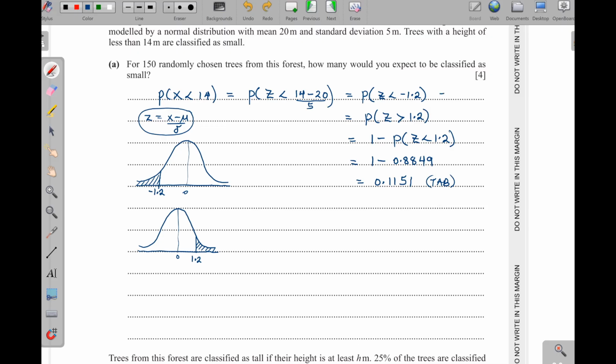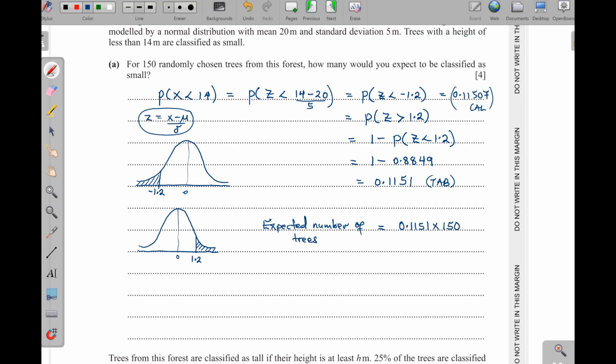Okay, so let me just write, this one is equal to 0.11507 from the calc. So you can also do that, and then from there you get this one, times what we are supposed to multiply with here to get the expected number. So the expected number of trees is going to be equal to the probability you have gotten, times the number of trees that are randomly chosen, 150.